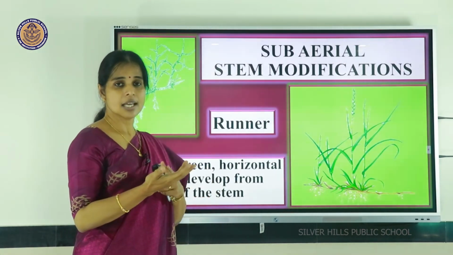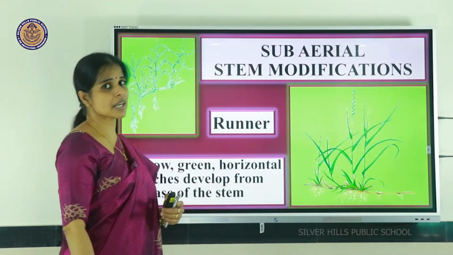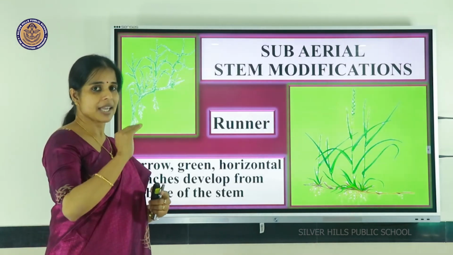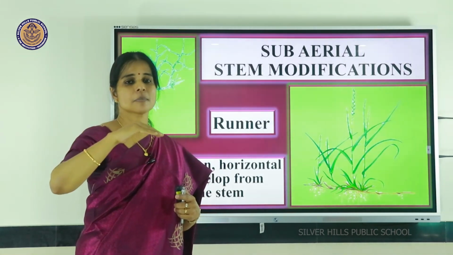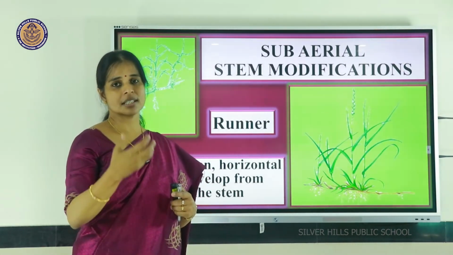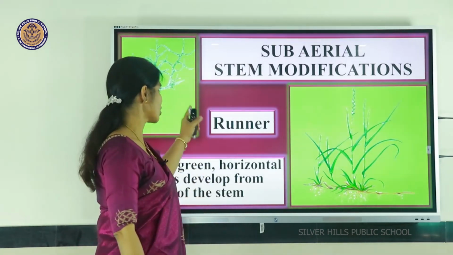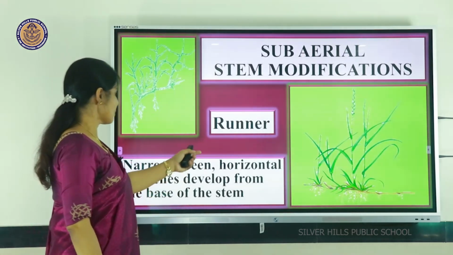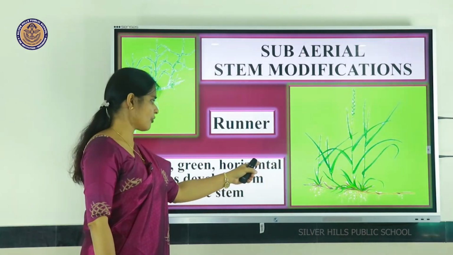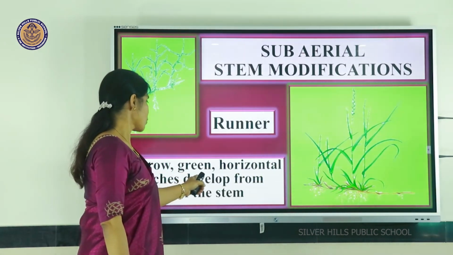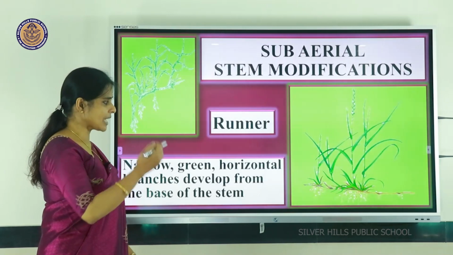So we have completed the underground stem modification and the aerial stem modification. Now the third is subaerial modification. What is subaerial? Subaerial is the region where the plant part is not under the ground or above the ground, that is, it is on the ground region. In subaerial modifications, normally in some plants, not all plants, the stem grows horizontally and it branches and develops from the base of the stem.